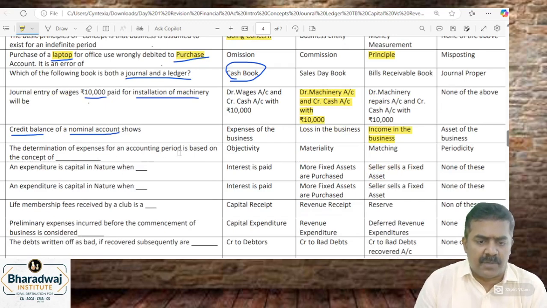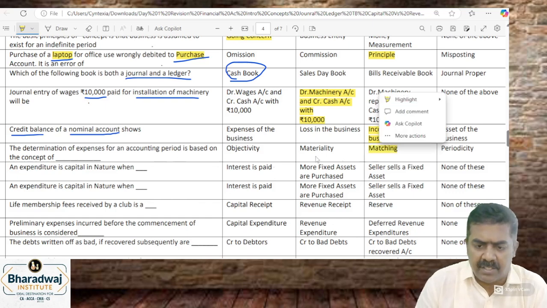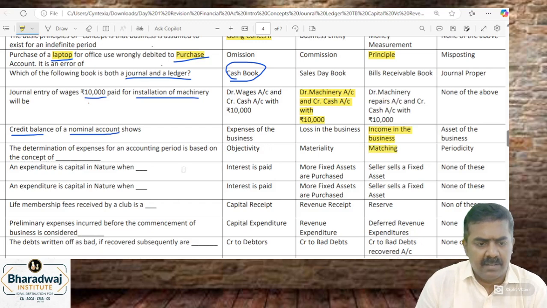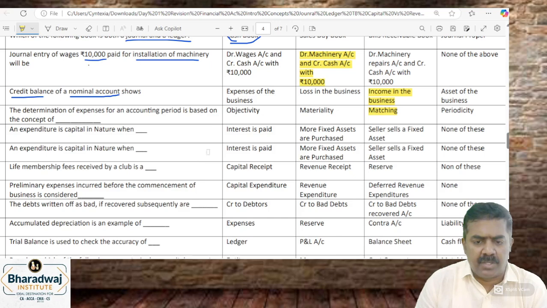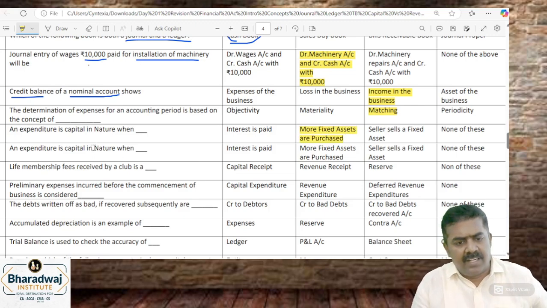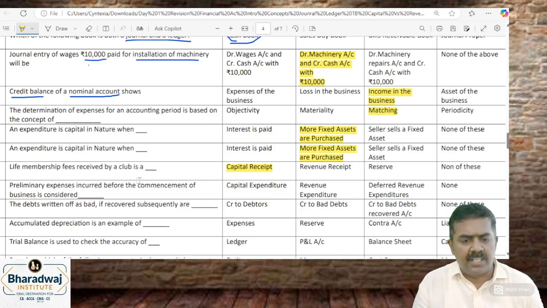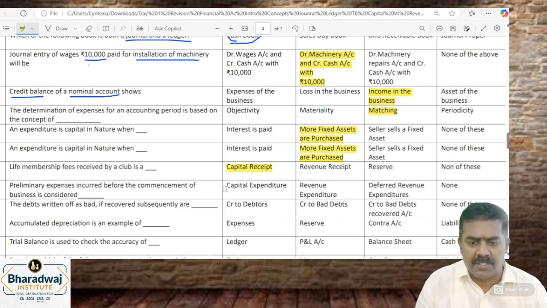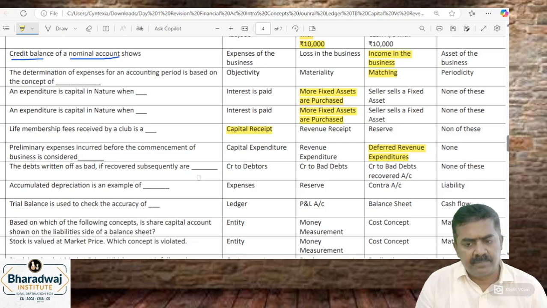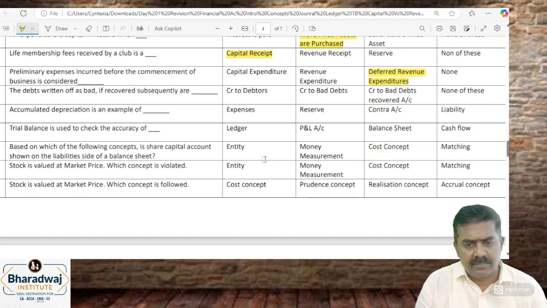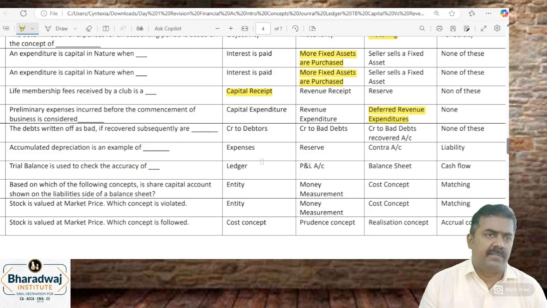Determination of expenses for an accounting period is based on the concept of matching. Matching. And expenditure is capital in nature when more fixed assets are purchased. Expenditure of capital nature is when they are repeated? Life membership fees received by a club is a capital receipt. Preliminary expenses before the commencement of business is considered as which expenditure? Deferred revenue expenditure. Try the other 4 or 5.